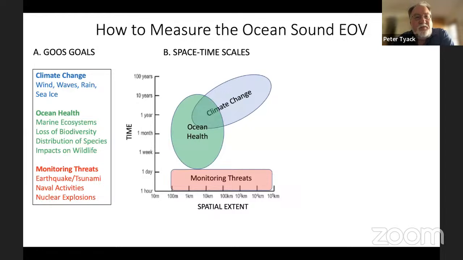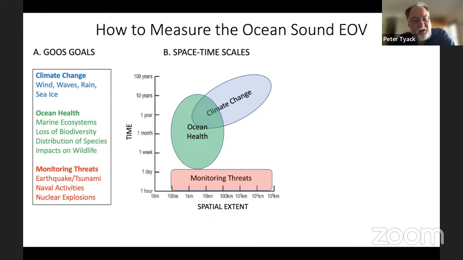So just in the broadest scale, if we think of the GOOS goals of climate change, the relevant parameters are wind, waves, rain, sea ice. For ocean health, measuring the status of marine ecosystems, loss of biodiversity, distribution of species, and impacts of sound on wildlife. And for monitoring threats, sounds of earthquakes and tsunamis can be monitored by sound, and this is a very important element for tsunami warning.